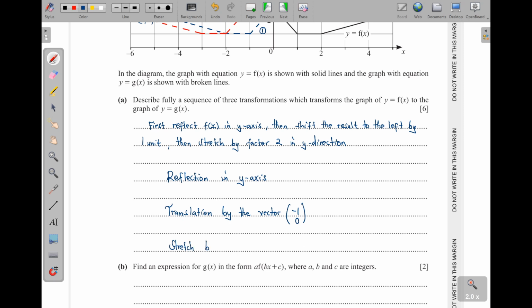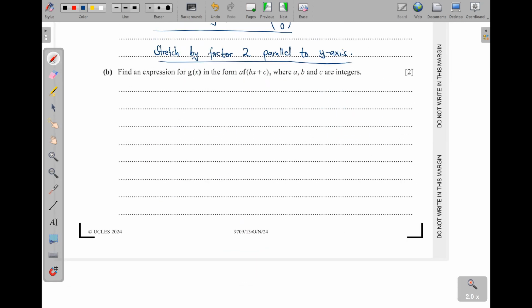Then the multiplication that is to do with the stretch. So stretch by factor 2 parallel to y-axis. So these are the 3 that we are supposed to have here. This one, and this one. Then part B, find an expression for g of x in the form, this one here.